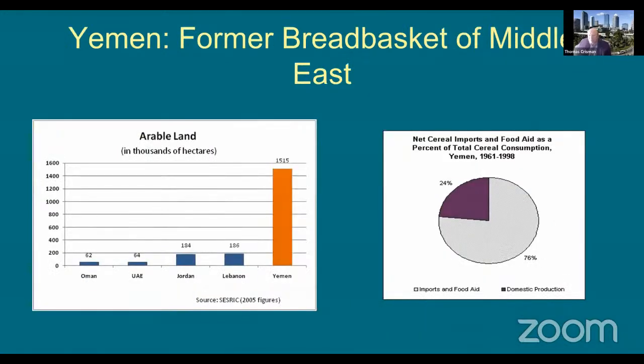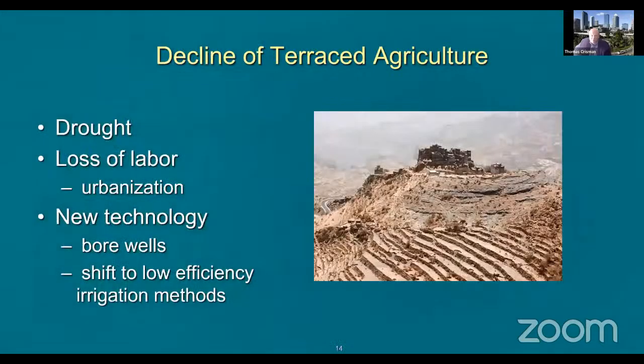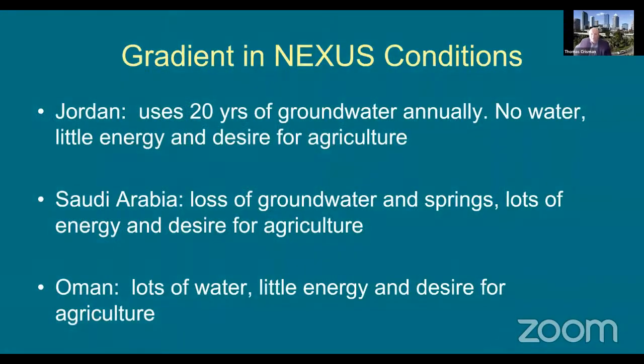Turning to Yemen, it was the former breadbasket of the Middle East. It had over 10 times the amount of arable land than any other country in the area. But by the 1960s, it began to import most of its food. It had lost the capacity to produce food. That is a direct result of drought, urbanization, where people are leaving farms, and especially new technology where they began to drill more boreholes and to shift to very inefficient irrigation methods. End result, collapse.